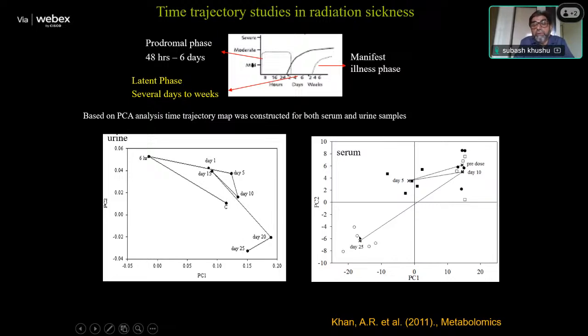Similar thing is in serum. You can see day 25 they're completely into the sickness phase, and also in urine. Here also you see day 10 they are in the pre-dose condition. That means they are in the latent phase of the radiation sickness.